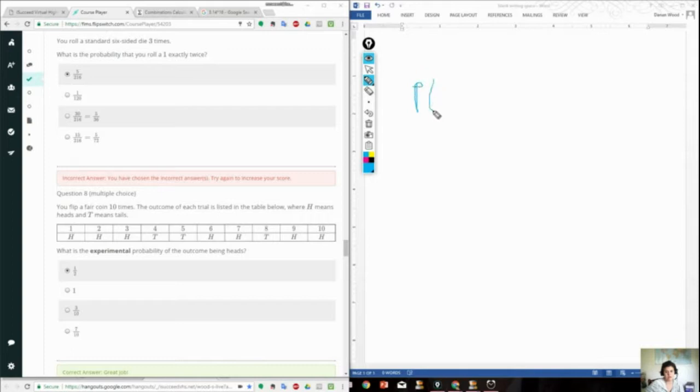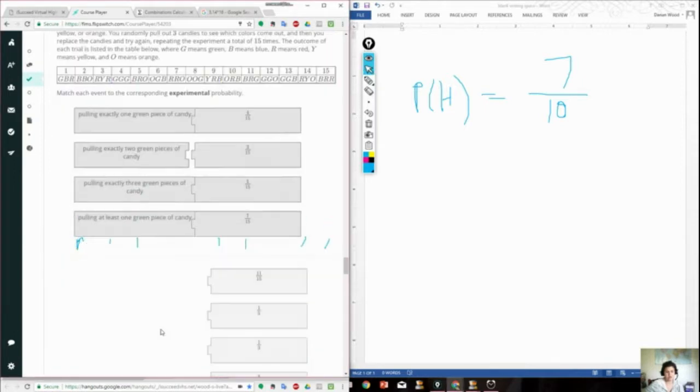Okay, so the probability of being heads is going to equal how many times did the event occur, so how many times did heads happen. It happened once, twice, 3, 4, 5, 6, 7. It happened 7 times. And there's a total of 10 trials, so that's our sample space. So it happened 7/10 of the time, or 70% of the time.